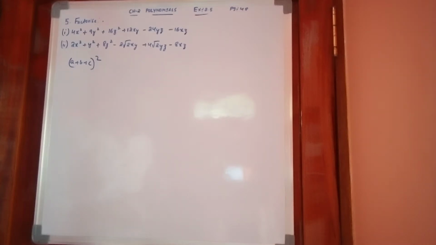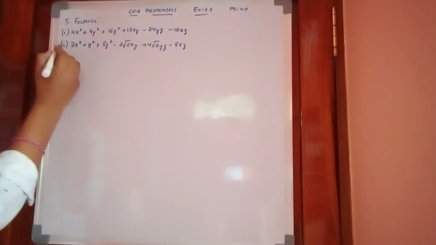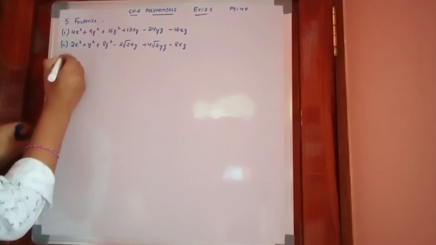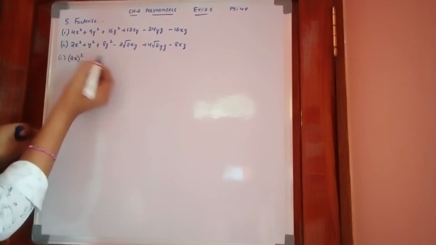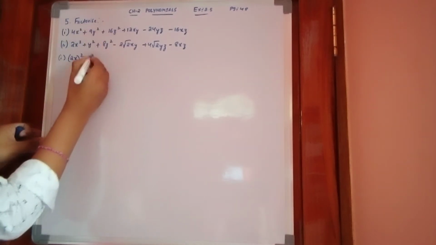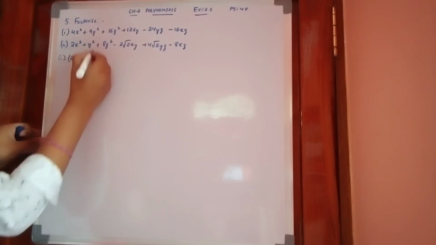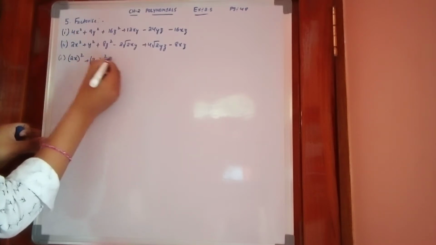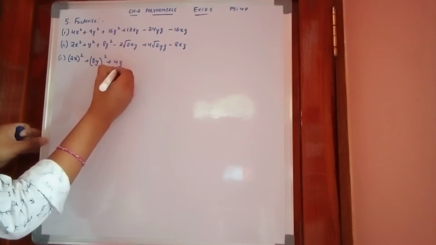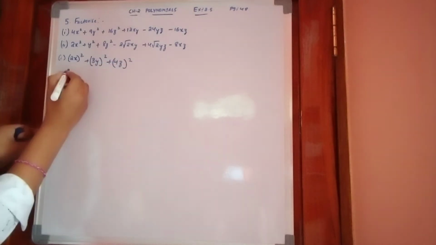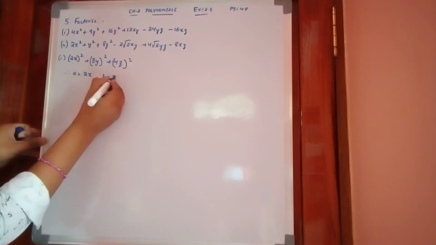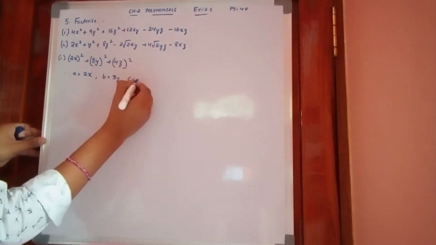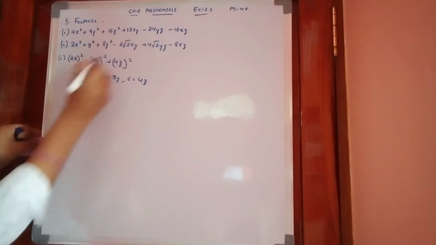Okay, now starting the first one of the fifth bit. Now starting the first one, 4x square we can write as (2x) whole square, plus 9y square as (3y) whole square, and 16z square as (4z) whole square. Now you think that therefore a is equal to 2x, b is equal to 3y, and c is equal to 4z. Now substituting, write the formula.